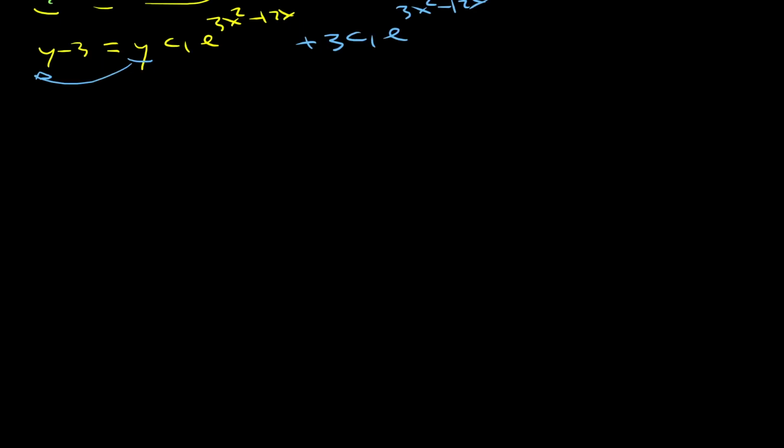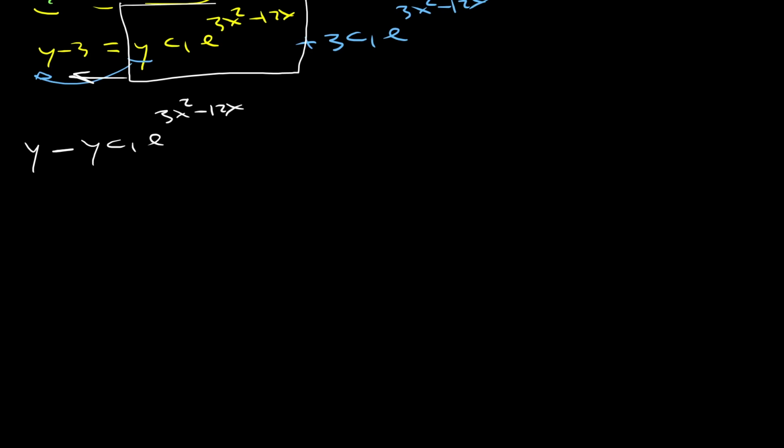Let me show you. So now what we do is we get this whole term to the other side. So this whole part just goes there. So we have y minus y c1 e^(3x² minus 12x). And then we do the same thing for the other one. It's equal to 3c1 e^(3x² minus 12x). And now we get 3 to the other side, so plus 3. And because we have the same element here, we're going to associate it so that we can get it out.